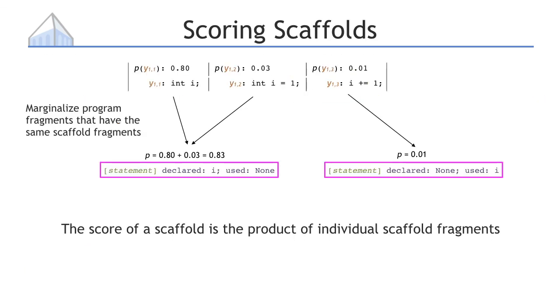Because our approach searches the scaffold first, we need a way to obtain the scaffold fragments and their scores. At the top of the screen are 3 program fragments for the same line, along with their probability scores. We marginalize program fragments that have the same scaffold fragments. In other words, the program fragments that are the same in the eyes of our constraints. The score of a scaffold is a product of individual scaffold fragments.